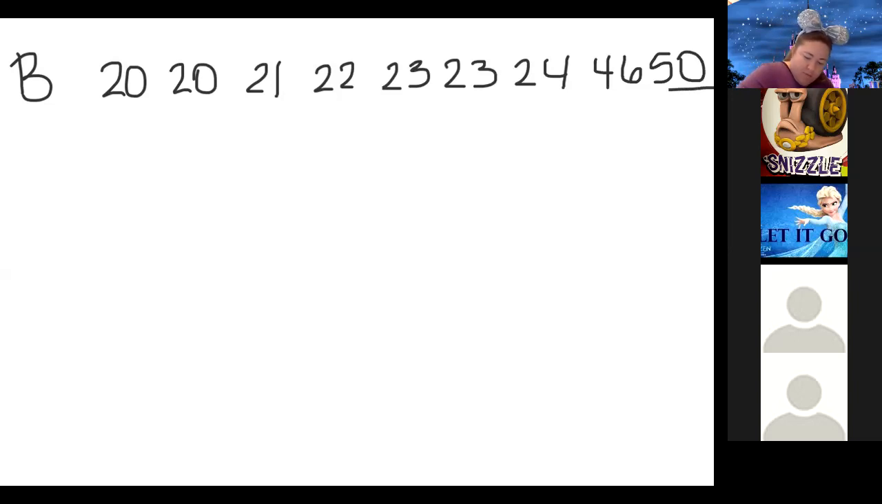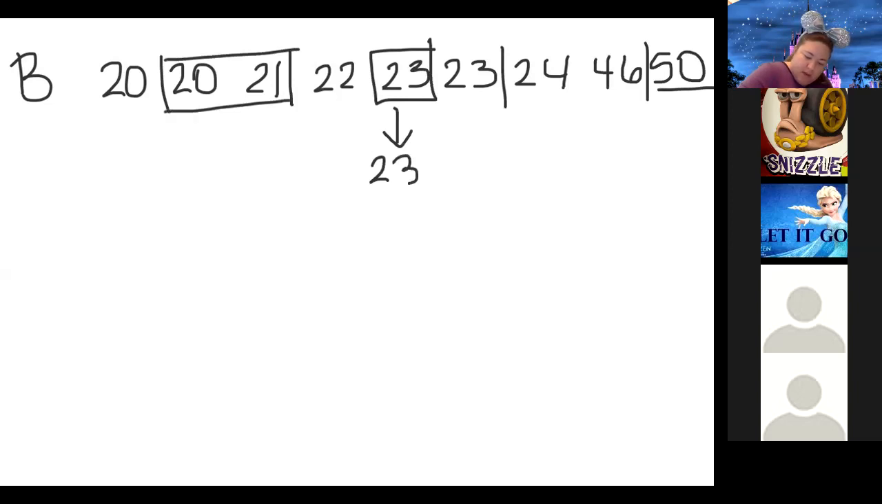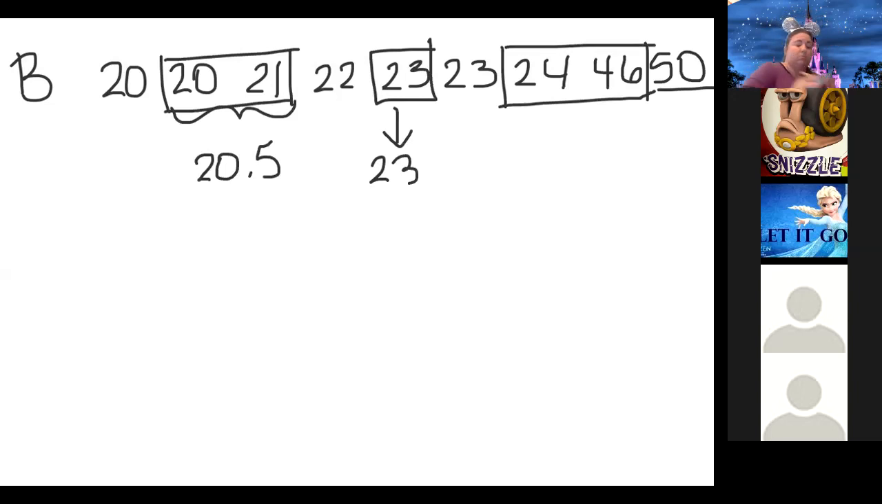And then we're just going back over what we did on the first one. So 23 is my median. Then I look at these two to give me my next median, which is 20.5. Then I look at these two. I'm lazy today. 46 minus 24 divided by 2 is 11.